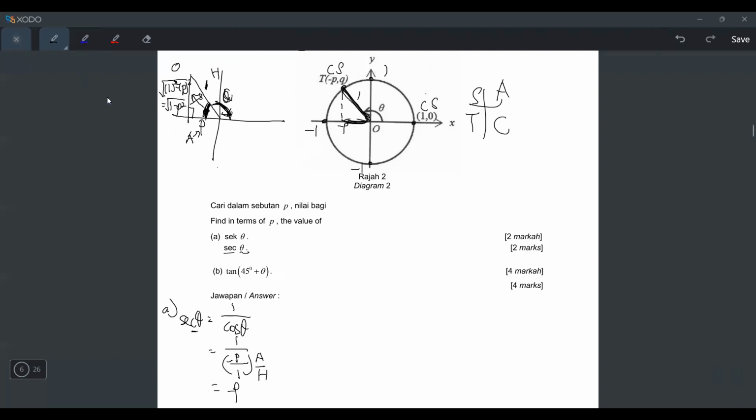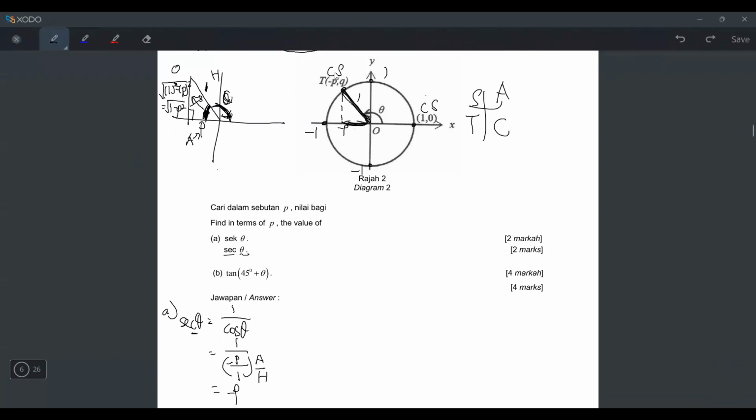That's the answer. Okay, let me explain another method to do it. Do you remember just now I wrote CS here? It means cos theta equals negative P and sine theta equals Q. So you can also use this method to do. Since cos theta is negative p, it'll be 1 over negative p. Because sec is 1 over cos, right? So it's just 1 over negative p. And that's the answer.